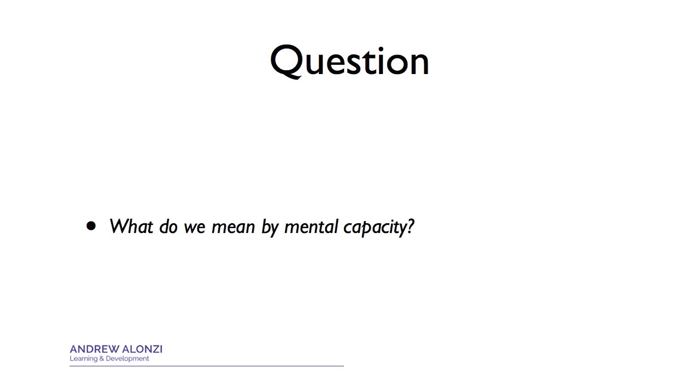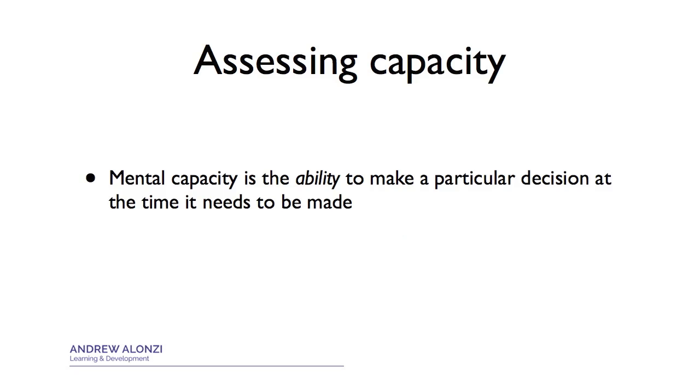What do we mean by mental capacity? Mental capacity is the ability to make a particular decision at the time it needs to be made. This means that mental capacity is a question of function, and we'll see this when we explore the second stage of the two-stage test for capacity. After all, someone with an impairment or disturbance in the way their mind or brain works may be perfectly capable of making a particular decision at the time it needs to be made.